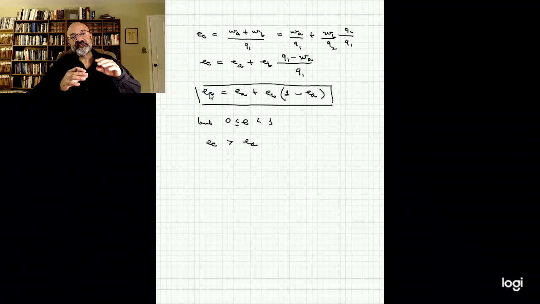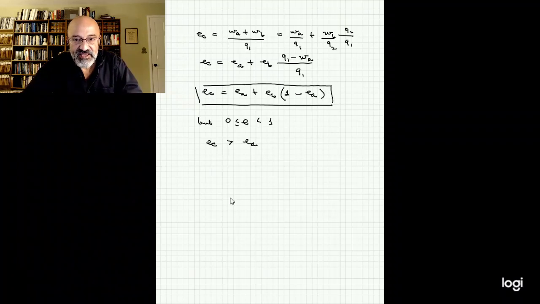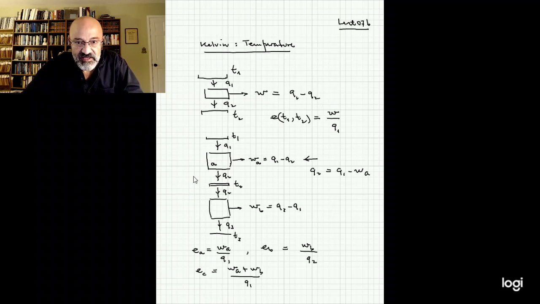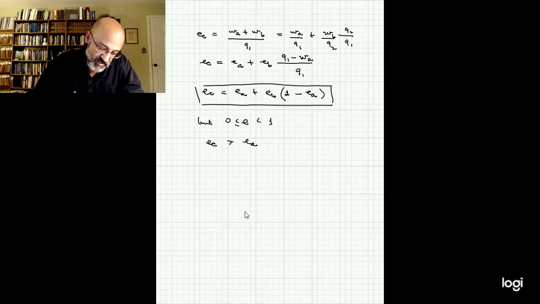So one of the things that this is saying is that if you have an engine like this, and somehow you lower the temperature of the low temperature reservoir from T2 to T3, you increase the efficiency of the whole thing. That's what's being said here.